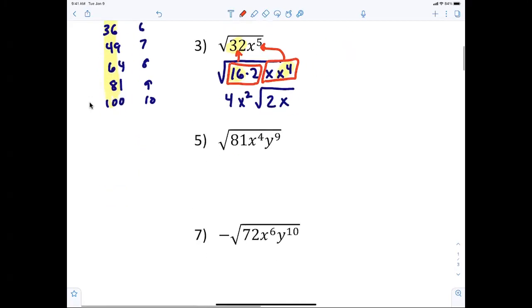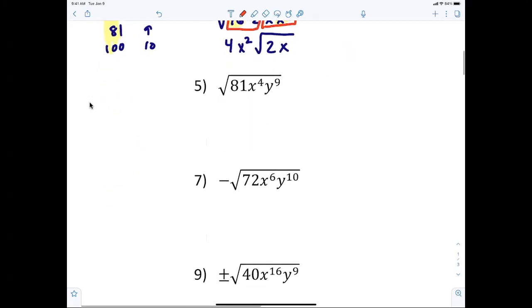All right, so here we go with 81. The first thing you do is underline 81. Is that a perfect square? Yes. Is x to the 4th a perfect square? Yes. Is y to the 9th? No, it is not. It's not a perfect square because does it divide by 2 evenly? No. So now everybody, I want everybody to write a square root down.